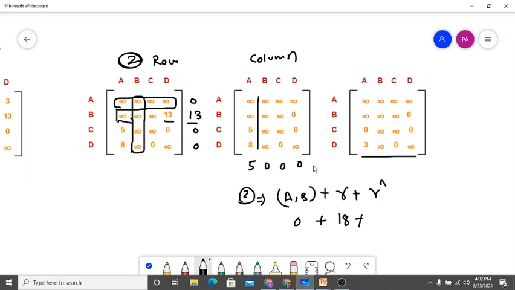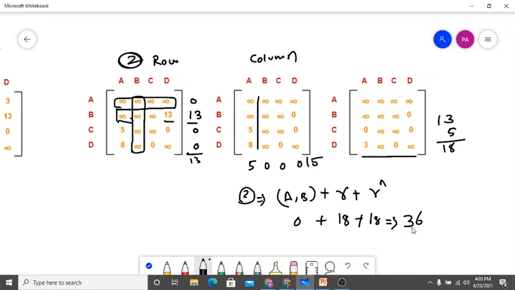The current reduction is here 13 plus the row reduction. The total cost is 13, and this is 5. 13 plus 5 is 18. So here also we need to write 18. So what is the total cost here? We got 36. If I go from A to B, then the total cost I need to travel is 36.